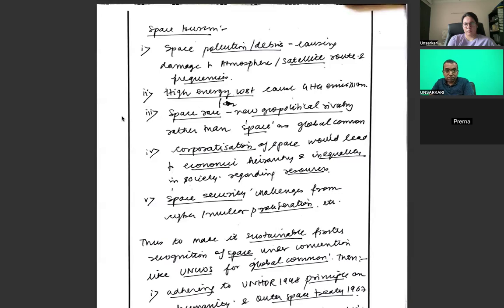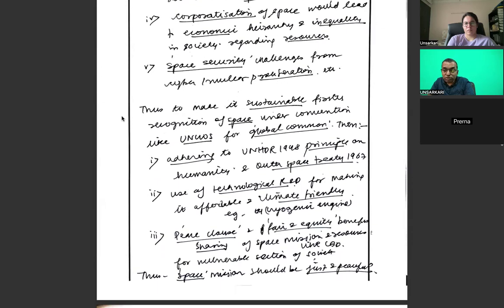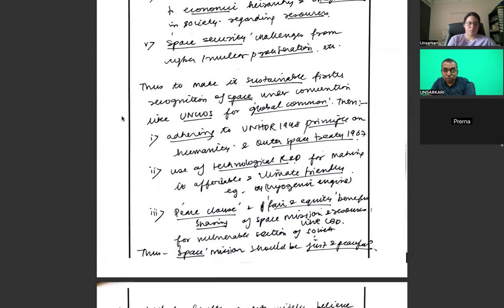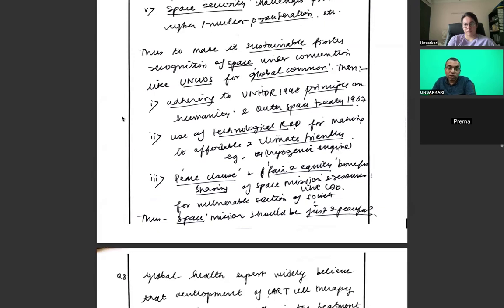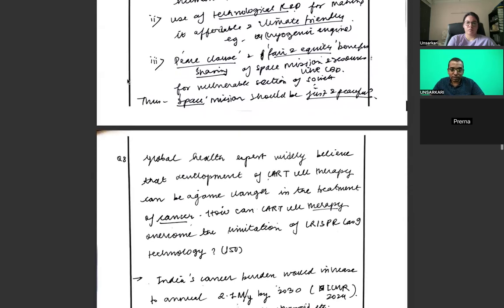Space pollution, debris, already said, high energy cost, greenhouse emissions, space race, corporatization of space is a good point, economic hierarchy and inequality, and then space security challenges is already there. And then adhering to UNHDR 1948 Principle on Humanity, Outer Space Treaty 1967, use of technological R&D is a good point, and the peace clause is a good point. So all these points, I think the first one was more diverse, and these are also good. So it is a fairly competitive and fairly moving ahead.